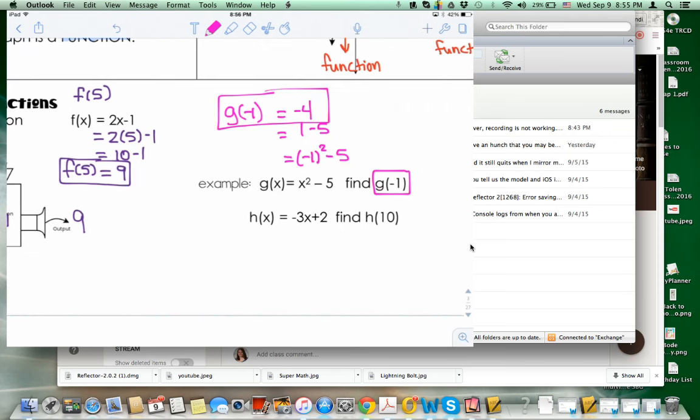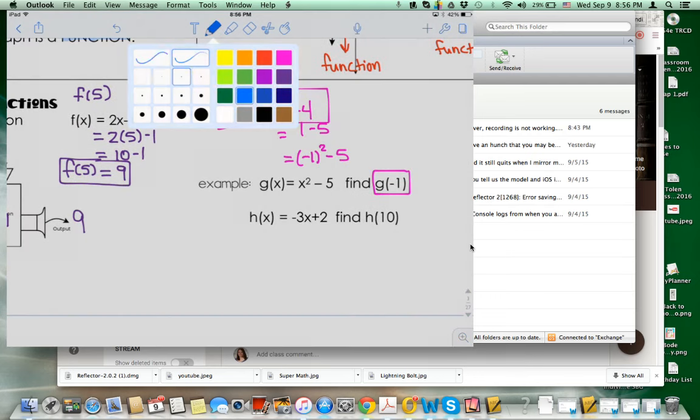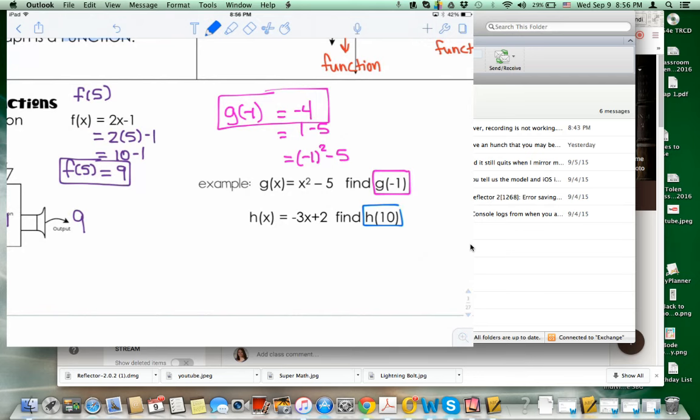Okay, let's try this one down here. This time we're going to drop in a 10. The function is negative 3 times the number, which we put in a 10, plus 2. So that's negative 30 plus 2, which is negative 28. So the function, when we dropped in 10, equals negative 28. Evaluating a function.